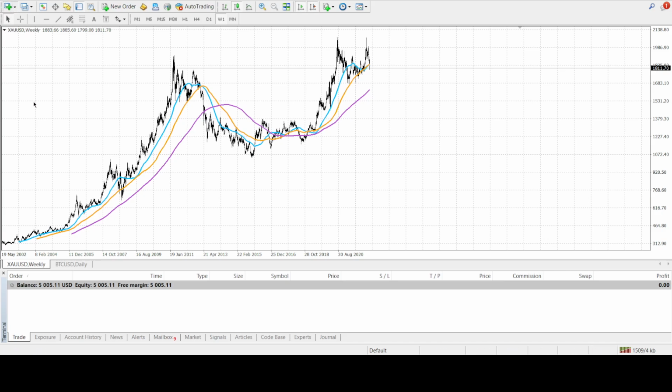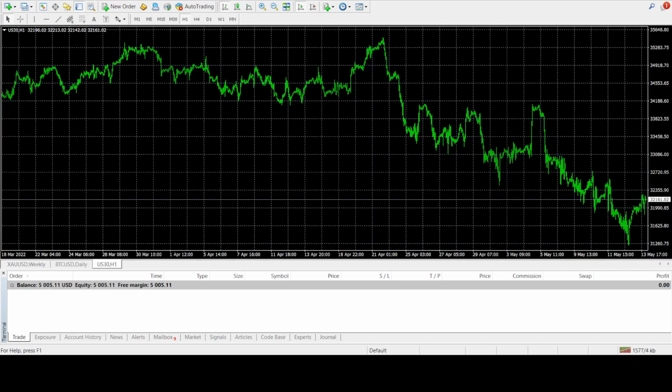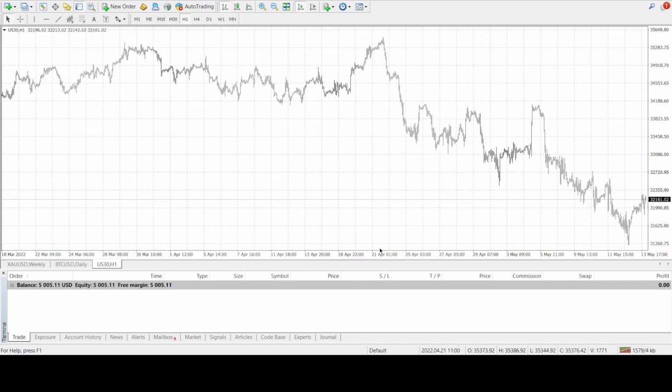Let's pull up US 30 for a minute. Ugh, what happened with that chart? Can we hold on. Properties, color scheme. Yeah, there we go.